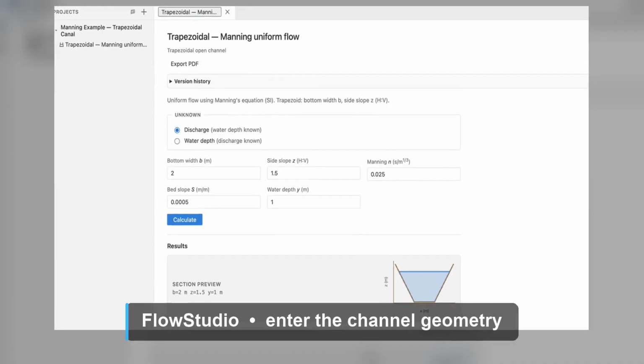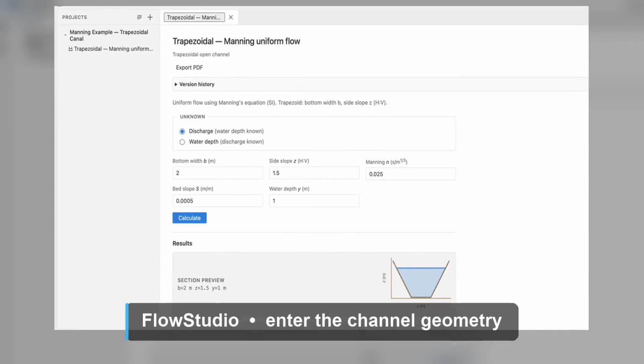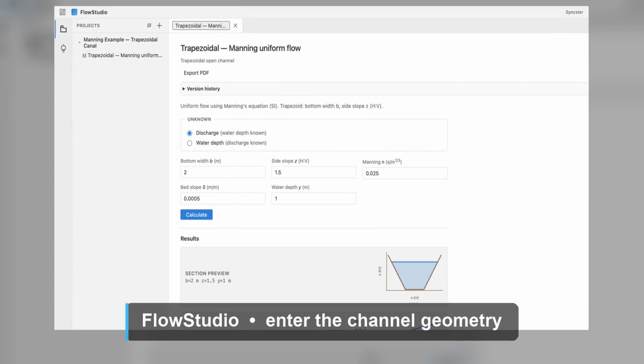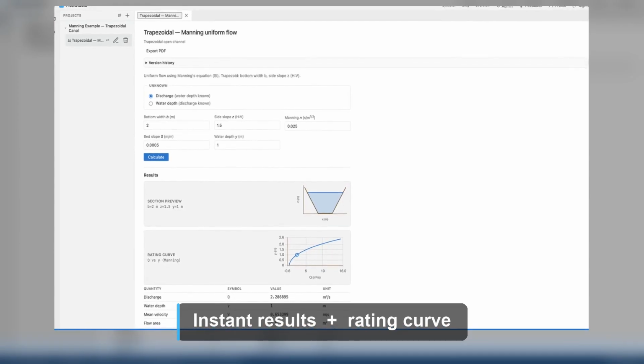Doing that by hand every time is tedious. This is FlowStudio. Drop in the same geometry, the bottom width, side slope, depth, bed slope, and N. Then pick what you want to solve for. Hit calculate, and it's instant.